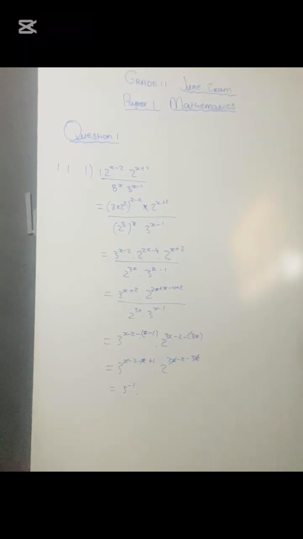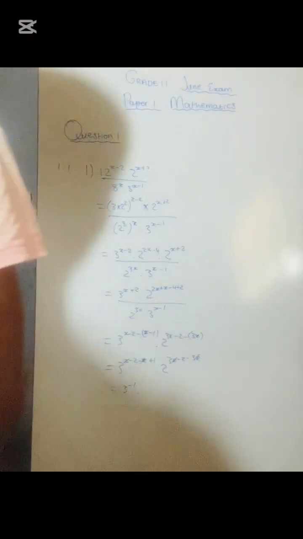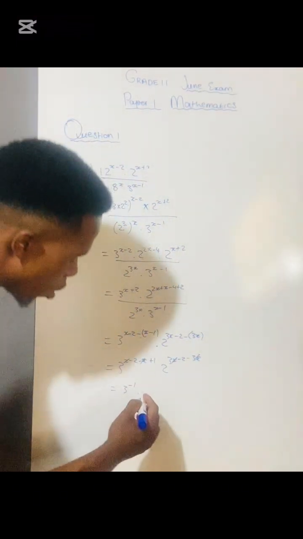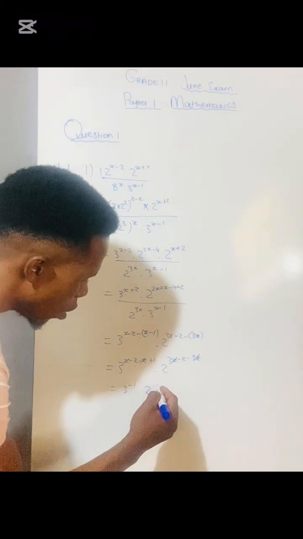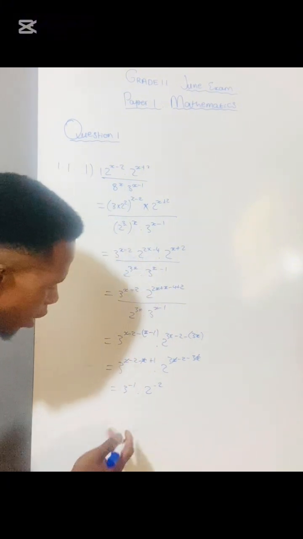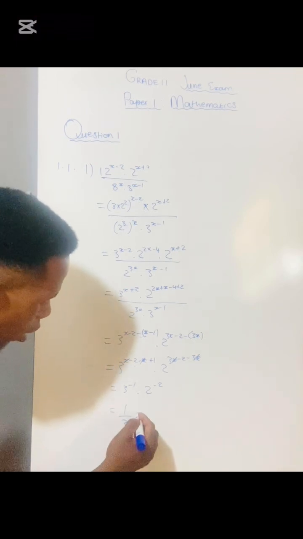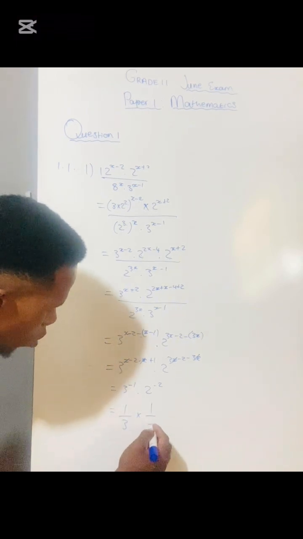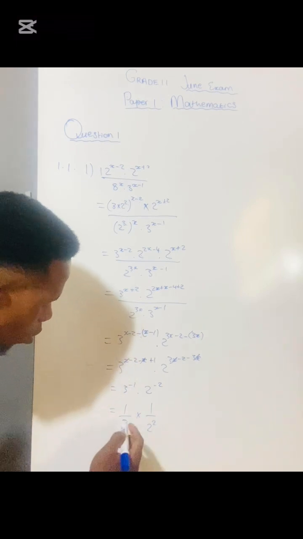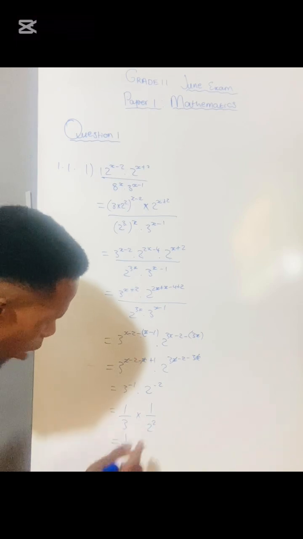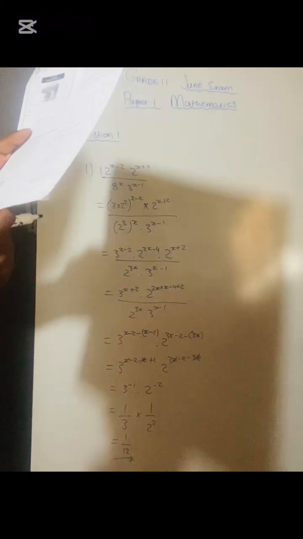So guys, we still continue with this question. This is how we simplify. Then we have 2 to the power of negative 2. According to the laws of exponents, a negative exponent means this number is divided into 1, which is 1 divided by 2 to the power of 2. As we use the calculator, you get 1 divided by 3 multiplied by 4, which is 1 divided by 12. This is how we get the answer.